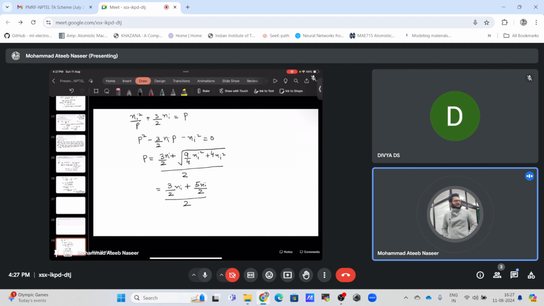It is simply (5 plus 8) divided by 4, which is 2 Ni. So this is the whole concentration. Okay, the whole concentration came out to be equal to 2 times Ni. Okay, fine.